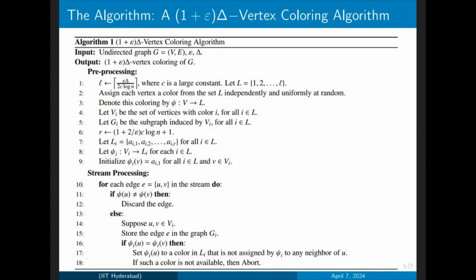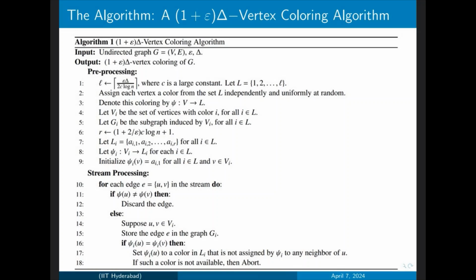So this is an epsilon plus 1 delta vertex coloring algorithm with two major steps: pre-processing, which is the phase 1 coloring, and stream processing, the phase 2 coloring. In pre-processing, the algorithm sets the value of L and defines a set of L different colors, then randomly assigns colors to these vertices. As claimed before, the delta for any subgraph is at most 1 plus 2 by epsilon C log n. Set this value as R and take L different color sets with R plus 1 colors in each set. Note that these color sets should be pairwise disjoint.